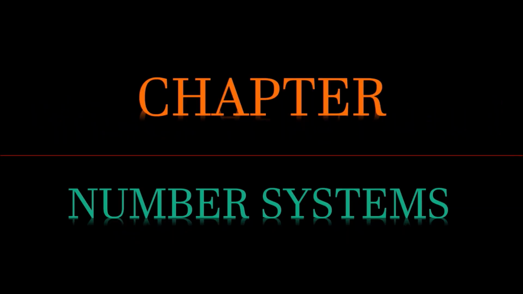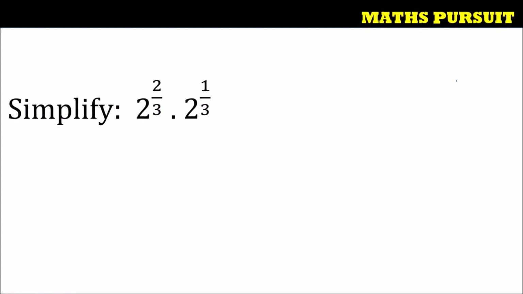Today we will look into the questions from the chapter called Number Systems. The given question is: simplify 2 to the power 2 upon 3 into 2 to the power 1 upon 3. So guys, let us see how we can simplify the given expression.